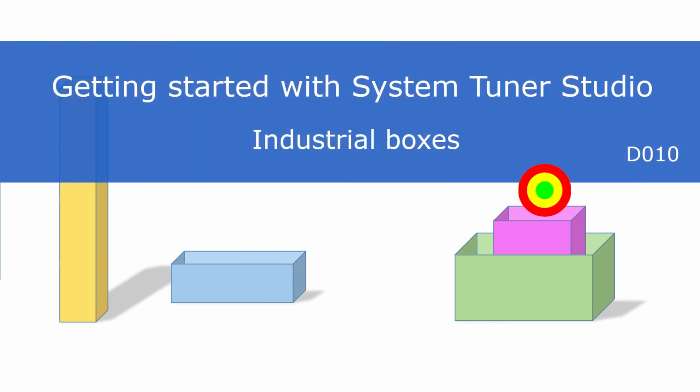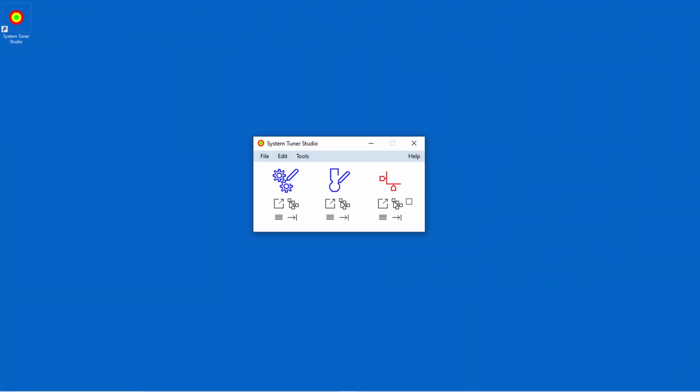Hello. In this video we are going to show the most essential of System Tuner Studio, starting with an example that is as simple as possible. System Tuner Studio, STS, is a tool used to optimize any system, be it electronic, mechanical, optical or any other type, as long as its operation can be described numerically.